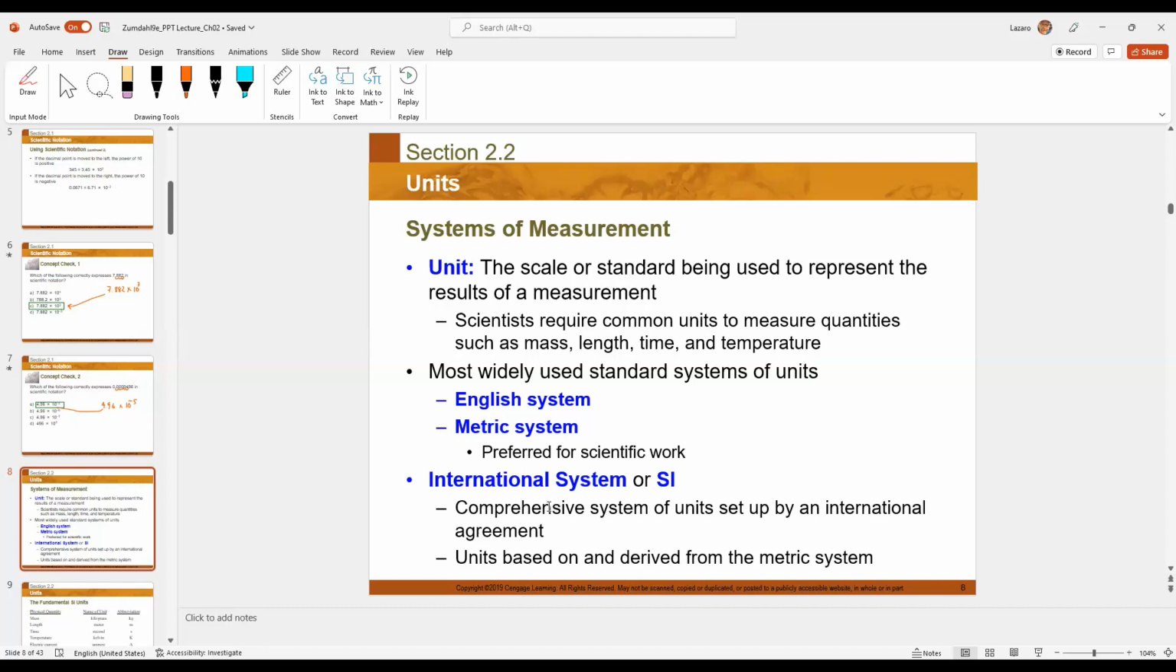It is a comprehensive system of units set up by an international agreement, and they are units that are based and derived from the metric system.